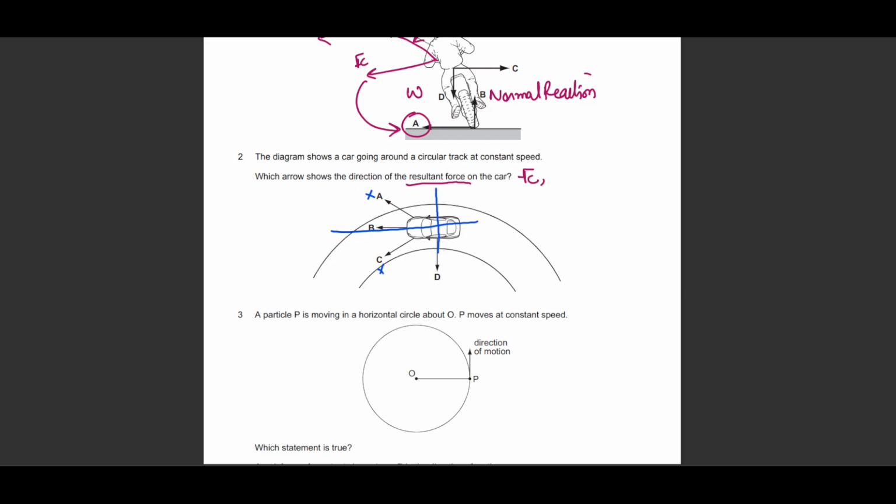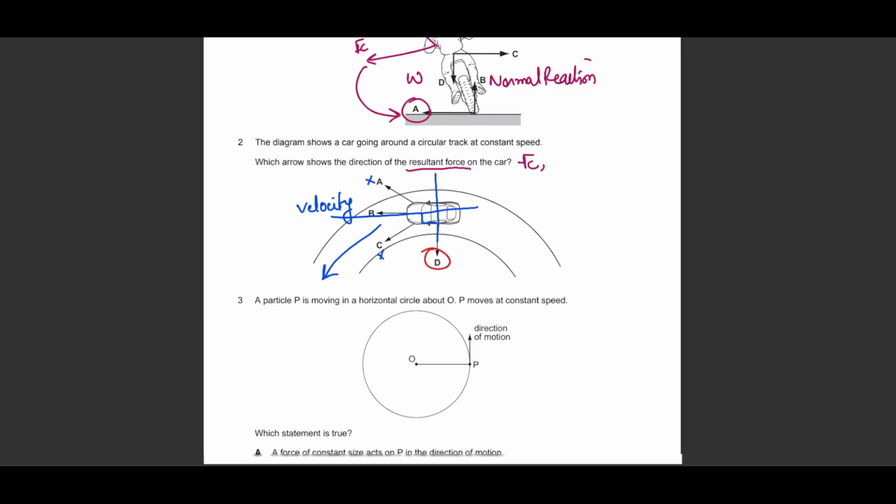If we extrapolate this, then this is a 90-degree angle. B would have been the tangential velocity, or simply velocity, if the car is actually taking a turn like this. Since it's a velocity, not a force, and we are looking for a force, option D will be the best answer in this case.